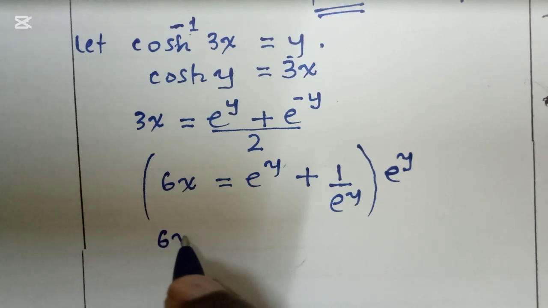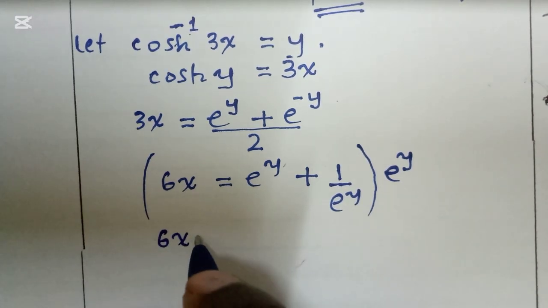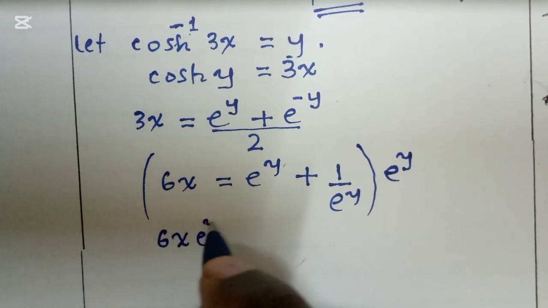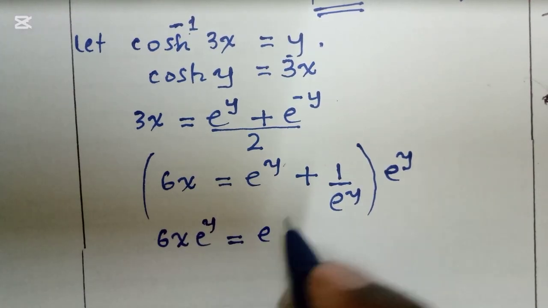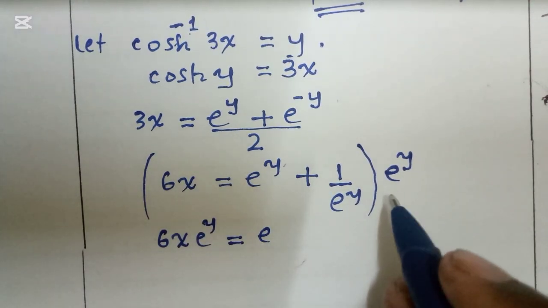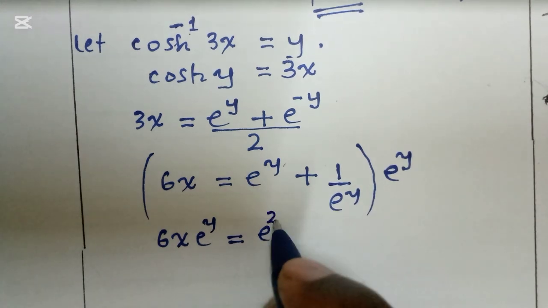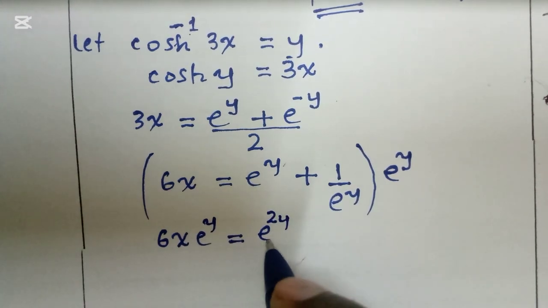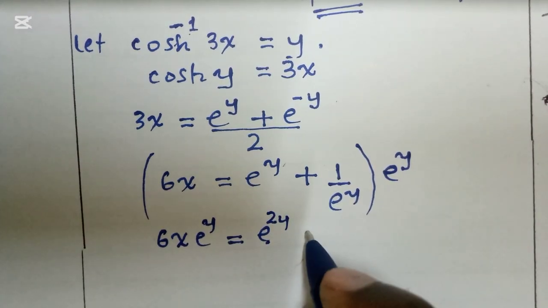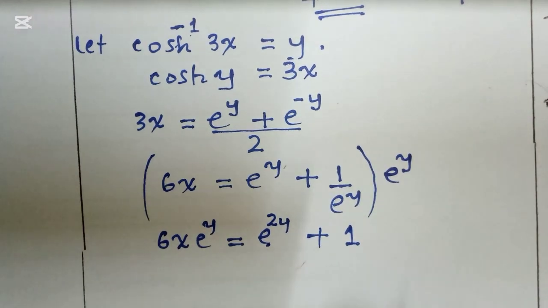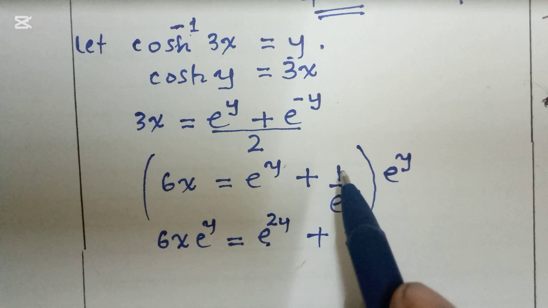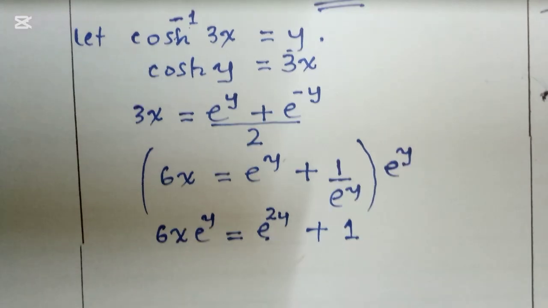So if I do that, guys, I will get 6x e raised to y. This equals e raised to y multiplied by e raised to y gives me 2y, that is e raised to 2y. Then plus this one will give me 1. I hope you understand there, because when you bring it here, they are going to cancel.